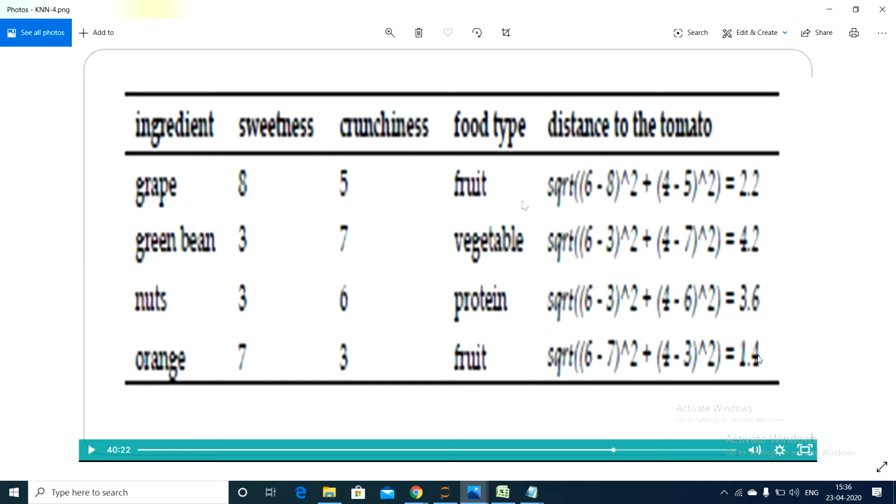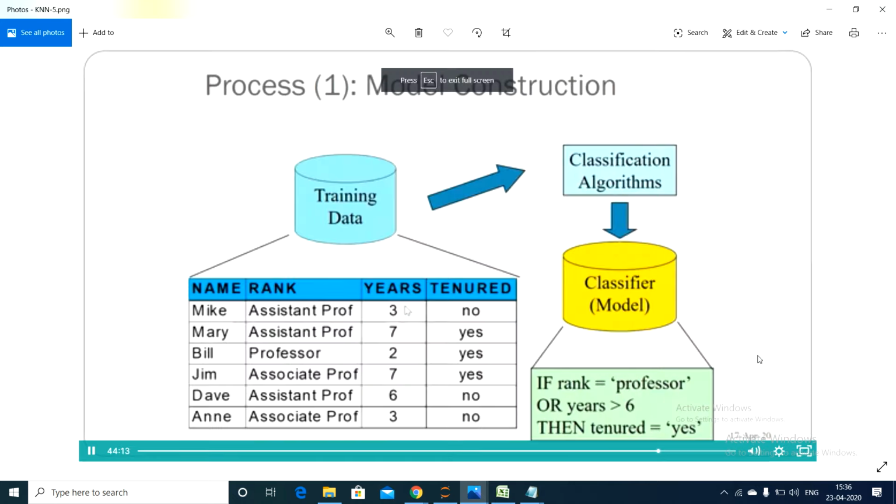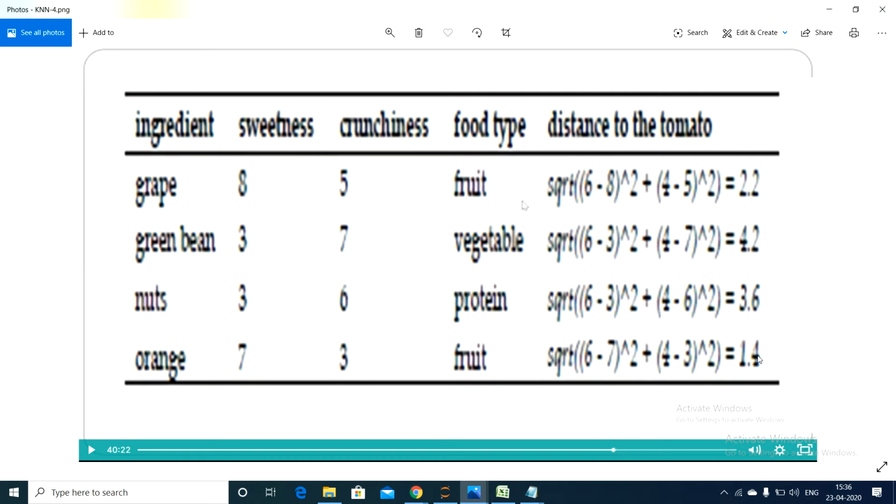but not as a vegetable. As you can see here, so much processing is done and finally it has classified it as the wrong thing. This type of algorithm is also called a lazy learner algorithm. Before learning, it is processing so much. That is the reason why it is called a lazy learner algorithm.